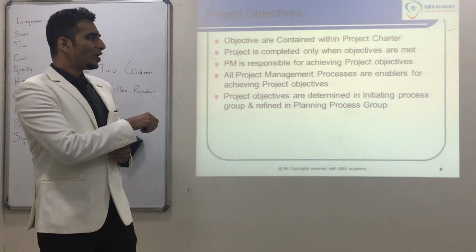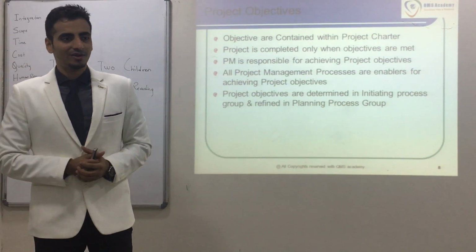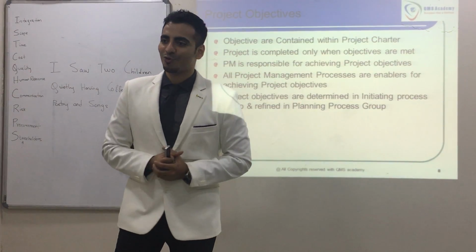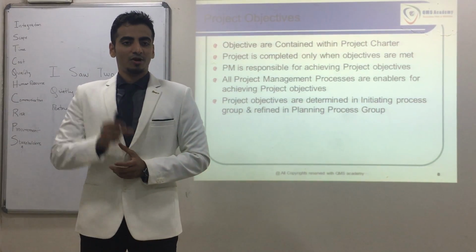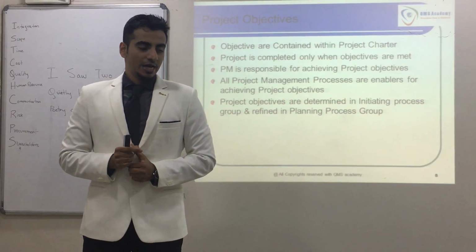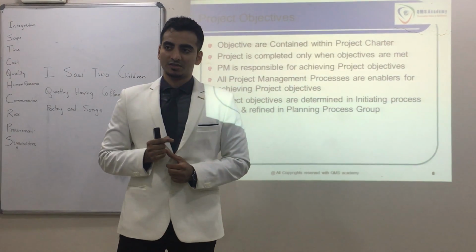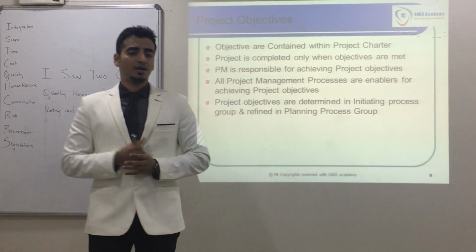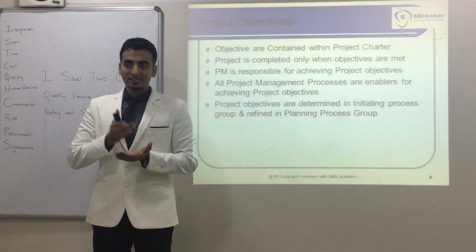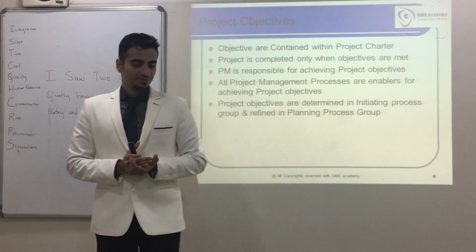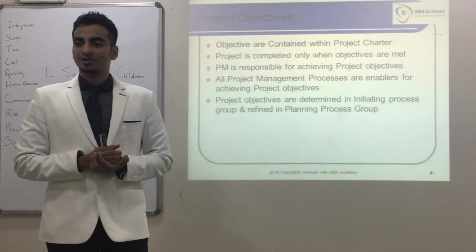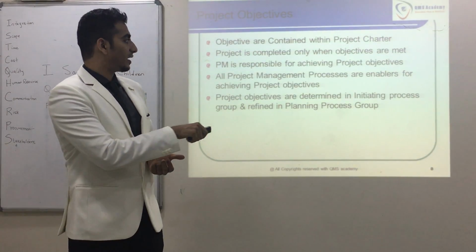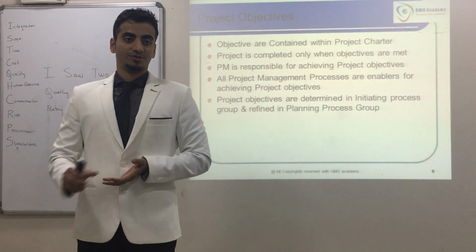Next, why do we need so many processes, 47 processes? Why are we studying this for 4 days? The reason is because these are the enablers. These 47 processes, if they are followed religiously in our project, the project is definitely going to succeed. So these 47 processes are nothing but the enablers.